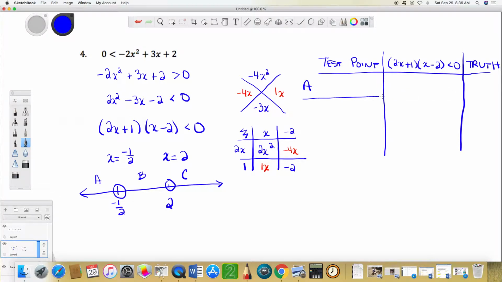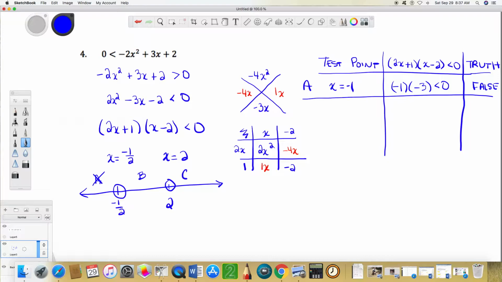So in my region A, I'm going to pick a test point, a number that is smaller than -1/2. I'm going to pick -1. That's easy to do arithmetic on. If I replace x with -1, I get -2. -2 plus 1 is a -1. -1 minus 2 is a -3. Negative times negative is positive, and a positive number is not less than 0. That's a false statement, so I'm not going to shade any point in region A.